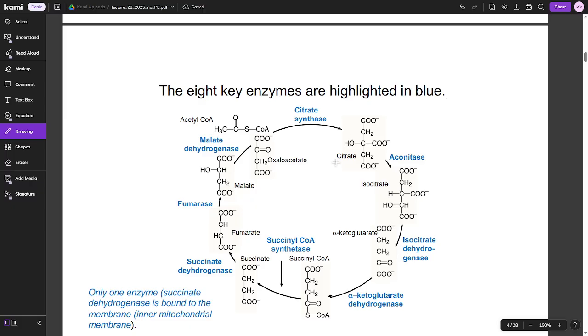So basically, right, we've got citrate, right? Citrate synthase is very simple, right? It synthesizes citrate, right? Aconitase is a bit of a weird one. You can just think of it as an isomerization. See how this OH is moving from that carbon to this carbon, right?